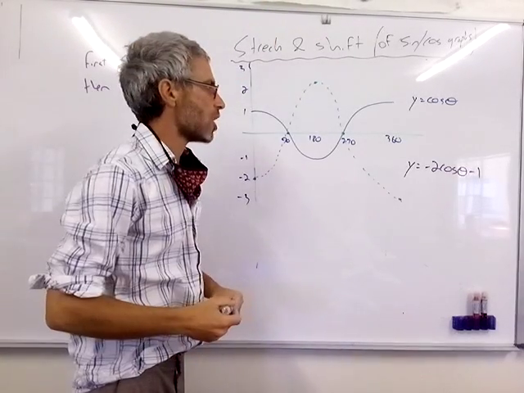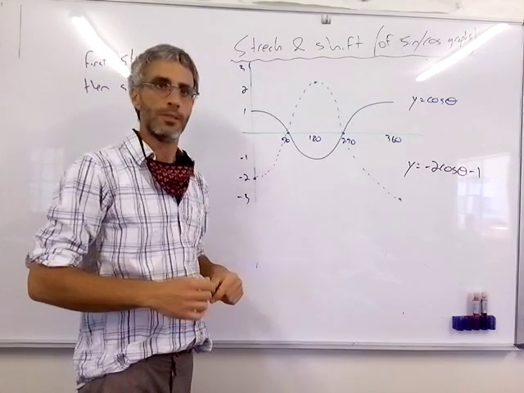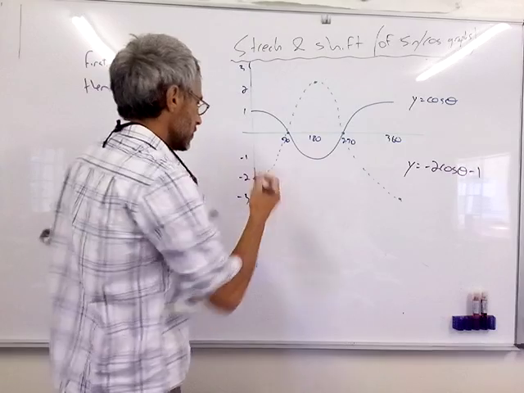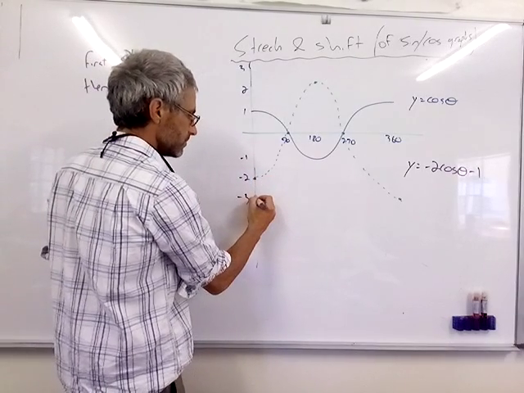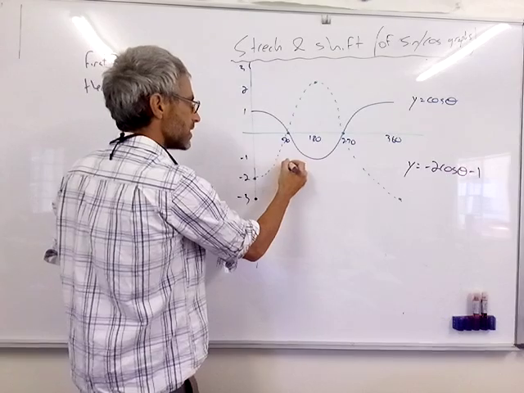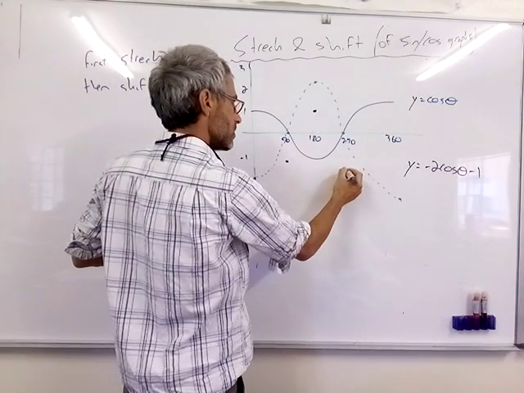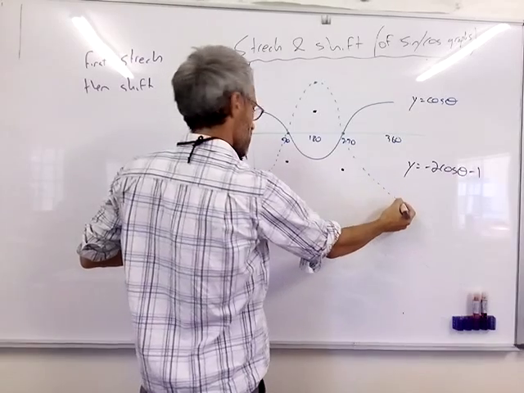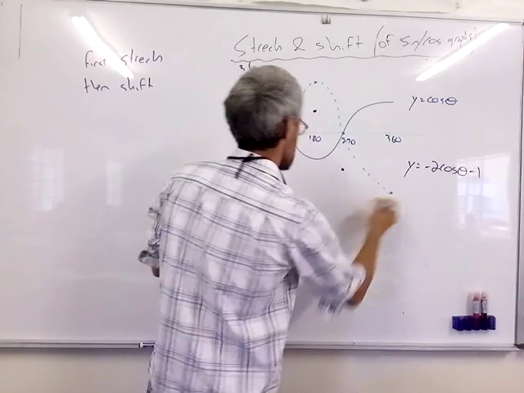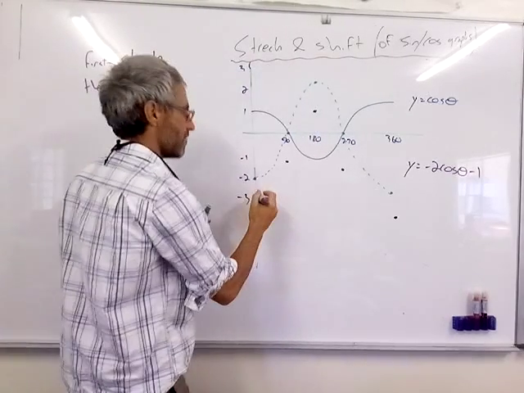But that's not what they're asking. What they're asking is minus 1. So what do I have to do to this dotted line? You bring it down. How much? By 1. So minus 2 will become minus 3. The 0 will become minus 1. The 2 becomes 1. The 0 becomes minus 1. And the minus 2 will become minus 3. And that's the graph I'm interested in.